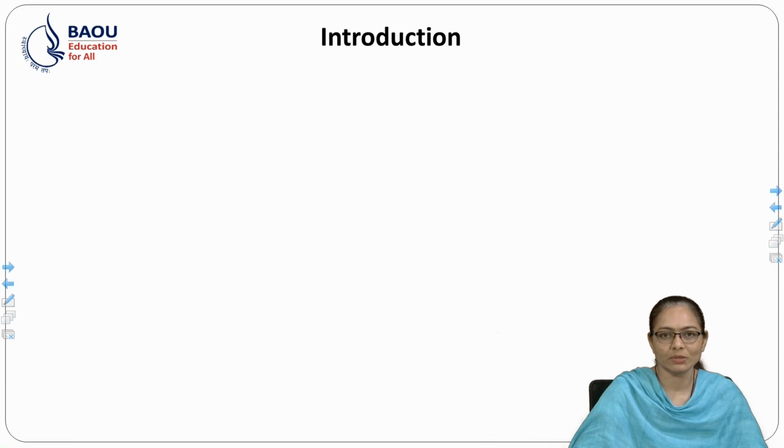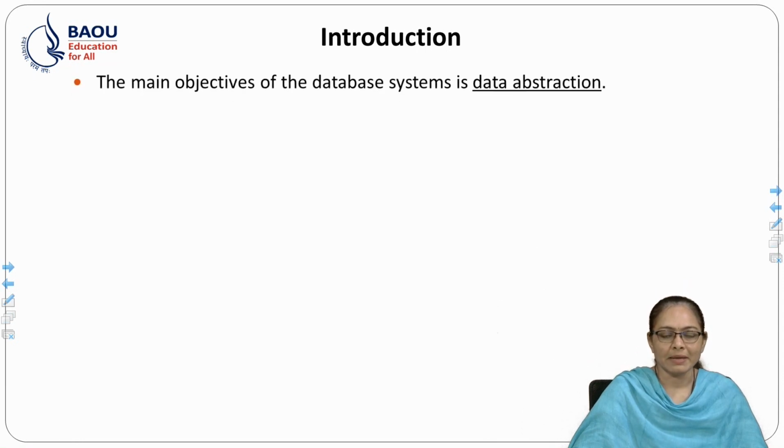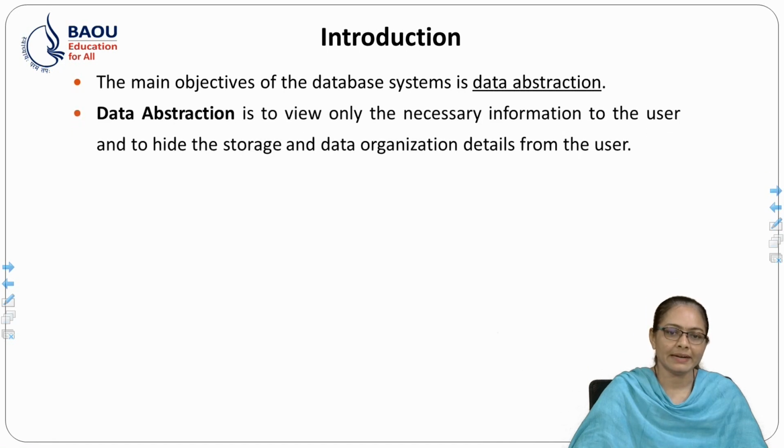First, we start with the introduction. The main objective of the database system is data abstraction. What is data abstraction? We already discussed it in the previous lecture. Data abstraction is to view only the necessary information to the user and to hide the storage and data organization details from the user. So data abstraction is mainly used for hiding the data, and only necessary information is viewed.